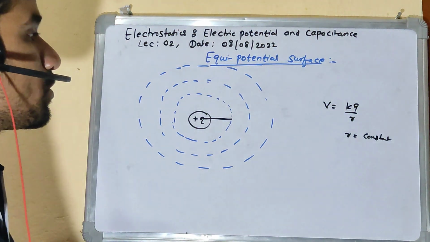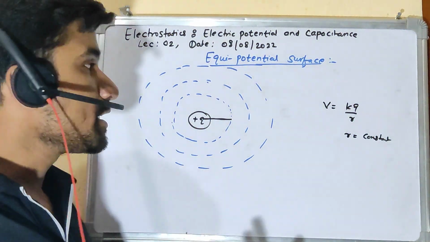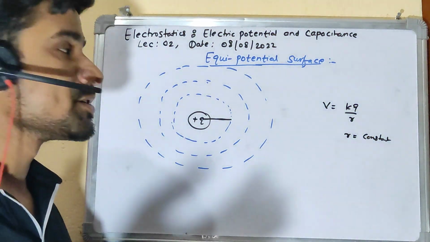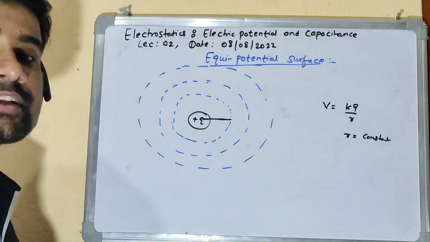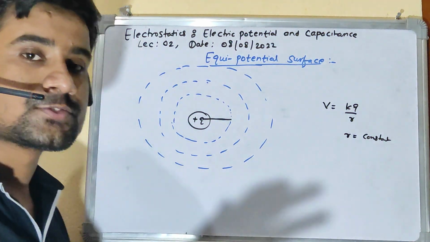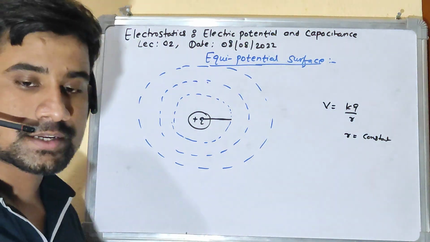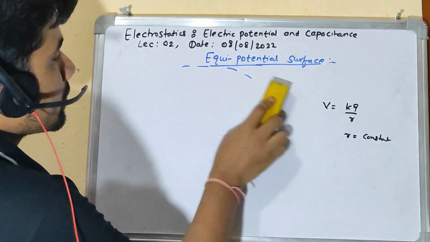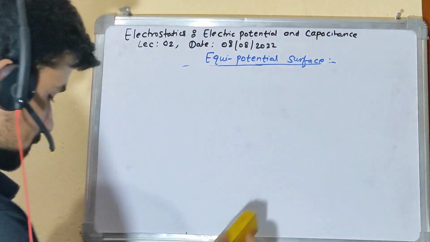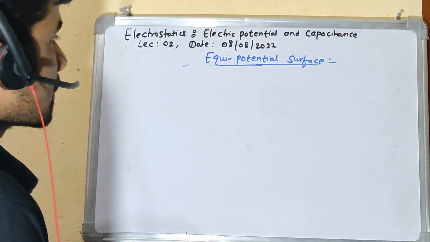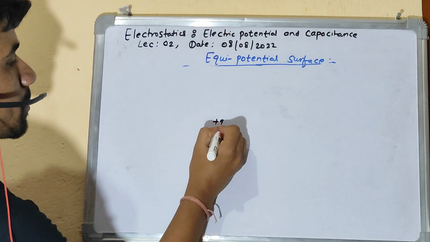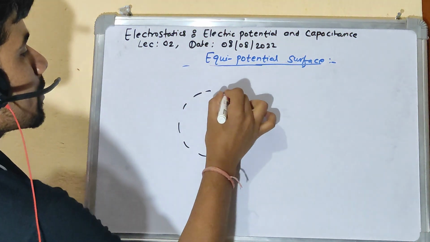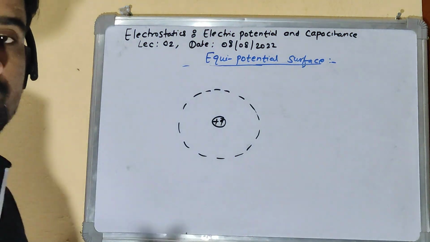So for a point charge, we discussed that equipotential surfaces will be concentric circles. If we talk about 3D, the equipotential surfaces are concentric spherical surfaces. Okay. Now let's simplify this diagram again. Let's take only one circle. So this is my point charge plus q, and this is an equipotential surface around it.